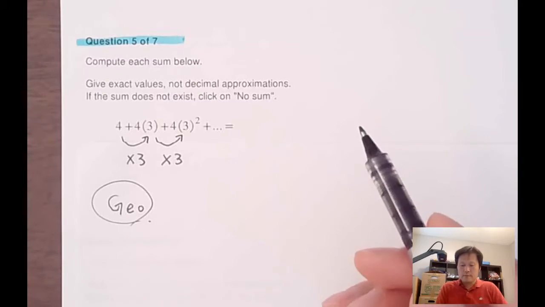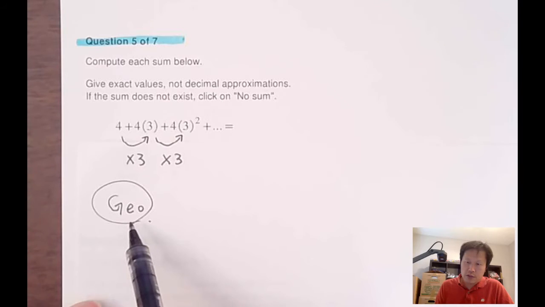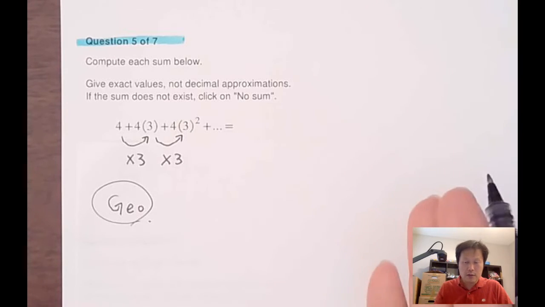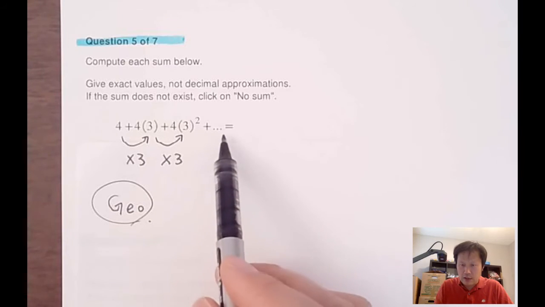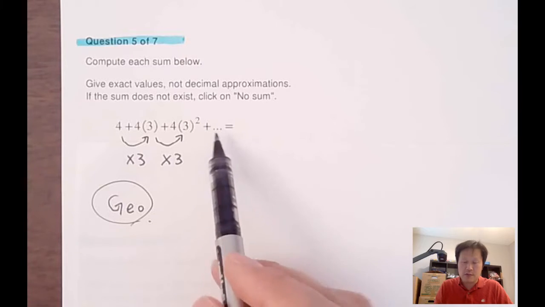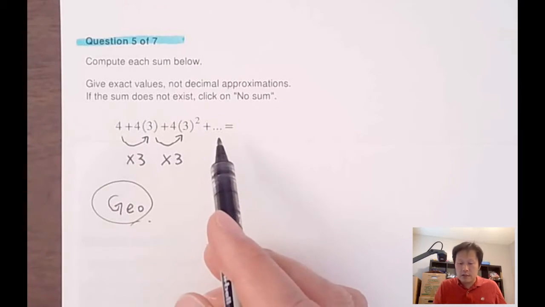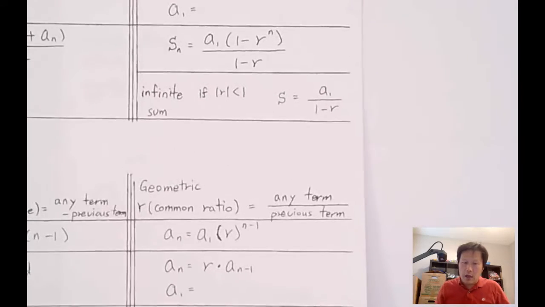Okay, now we do know this is a geometric sequence or geometric series, and the next question should be, is it terminating or is it infinite? Do you see plus dot dot dot? There's no other term at the end. Dot dot dot means it's going to continue forever, meaning this is an infinite geometric series. So you get to use this formula.